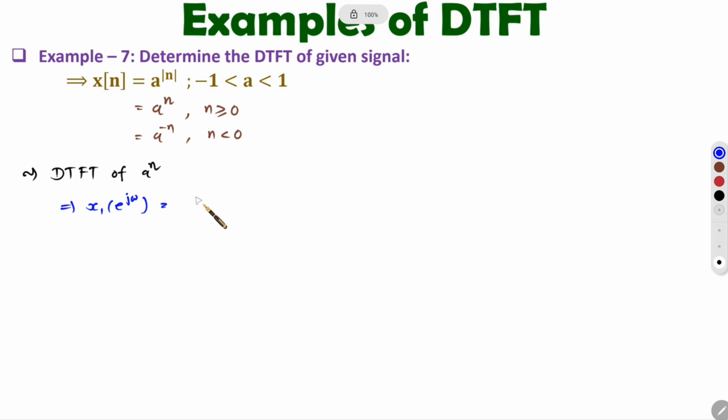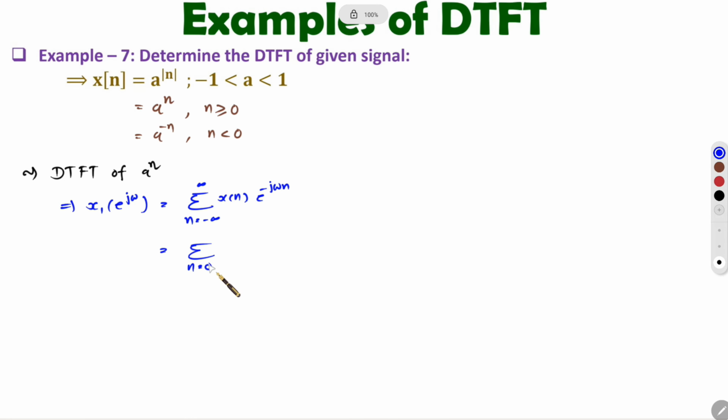For that, the standard equation is summation where n is ranging from minus infinity to plus infinity, x of n e to the power minus j omega n. Now here we need to apply this limit with this positive range. So the summation will be from n equals 0 to positive infinity. At that time x of n will be a to the power n. And now we need to understand this solution.